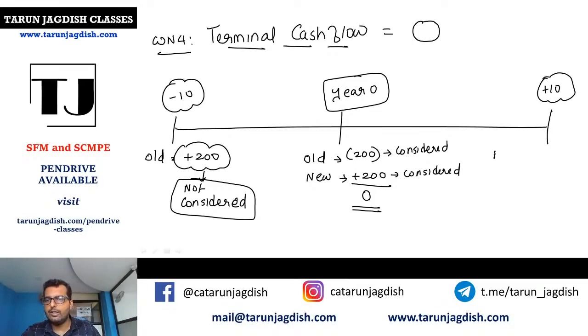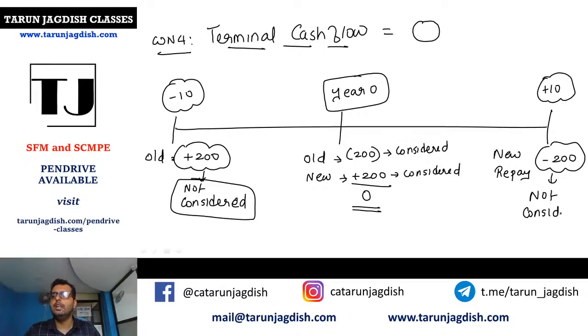Now year 10, actually what is happening? New bond, I am repaying another minus 200, I can show it. This also will not be considered. Otherwise, we will be doing a wrong calculation.